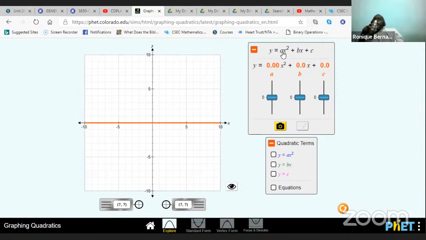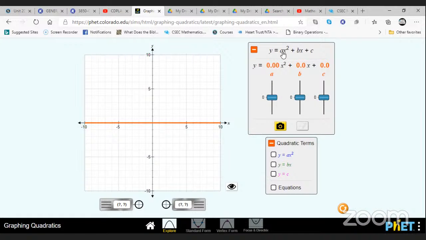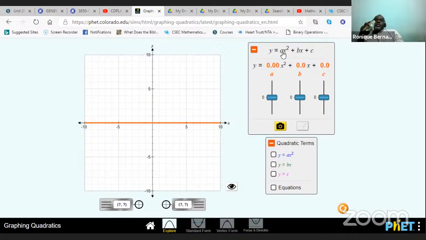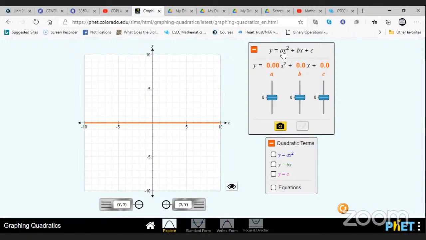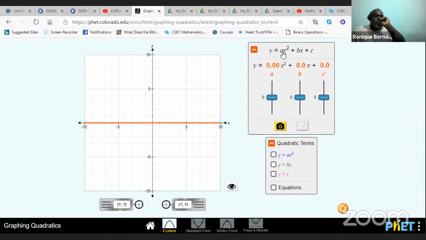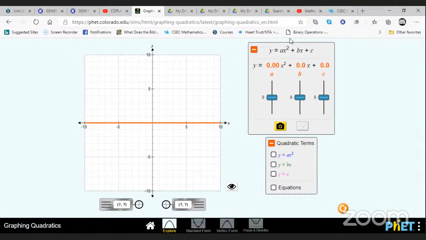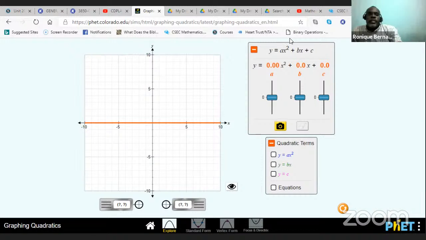And anything raised to the power of 0 is equal to what? Anybody know? 0. No. Anything raised to the power of 0 is equal to 1. Write that down. Anything raised to the power of 0 is equal to 1. Yes, sir. Anything raised to the power of 1 is equal to itself. All right.